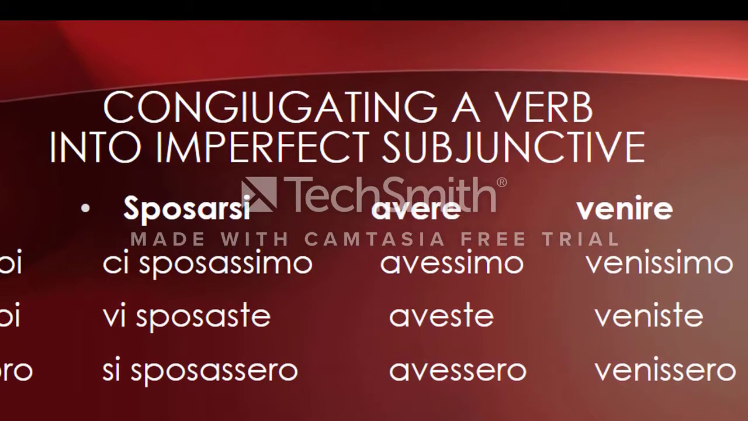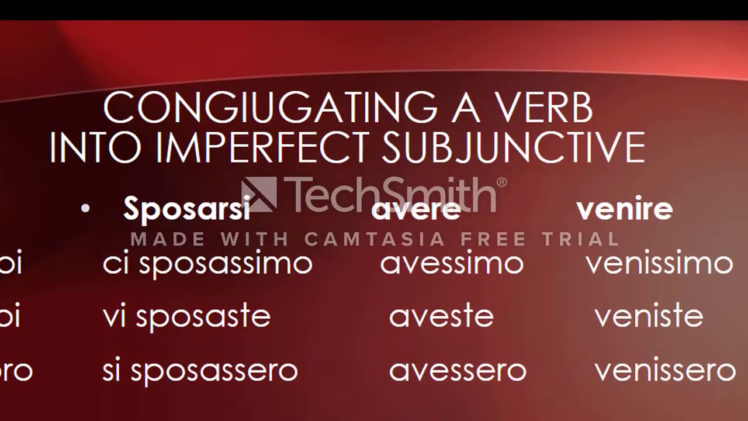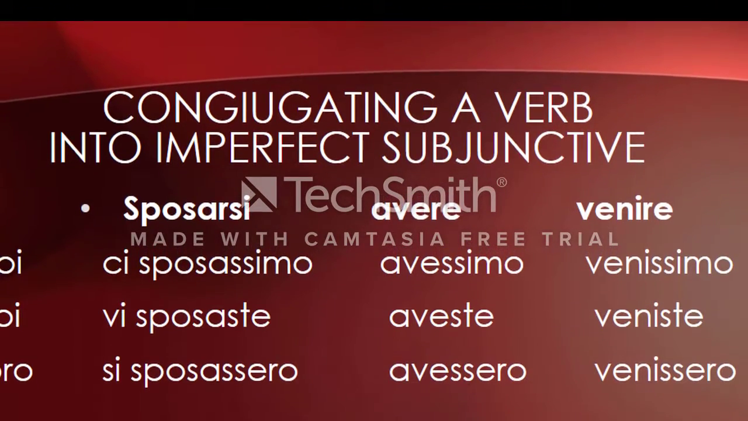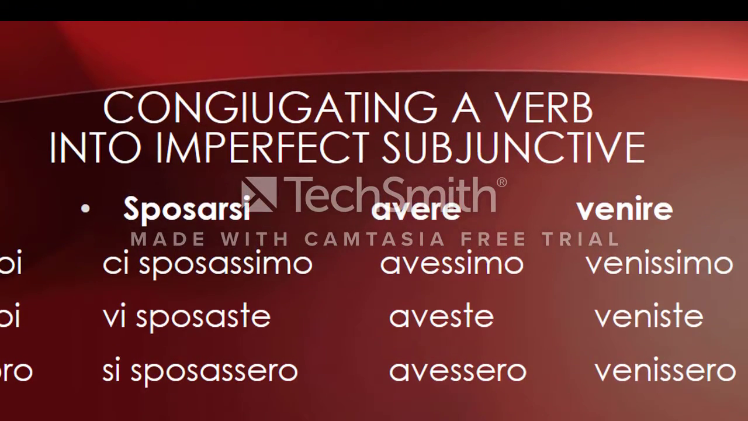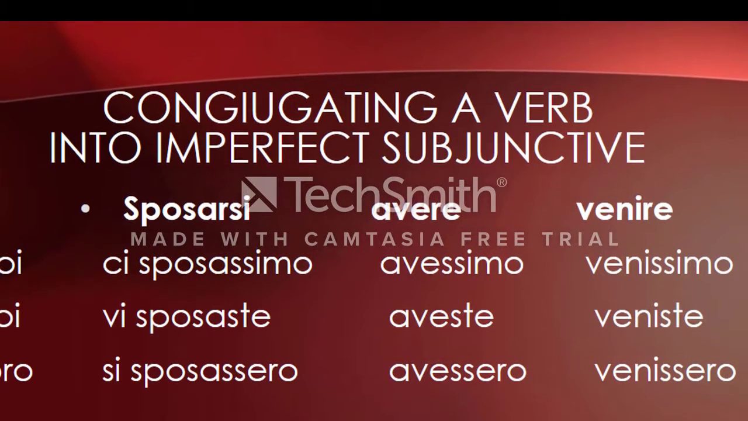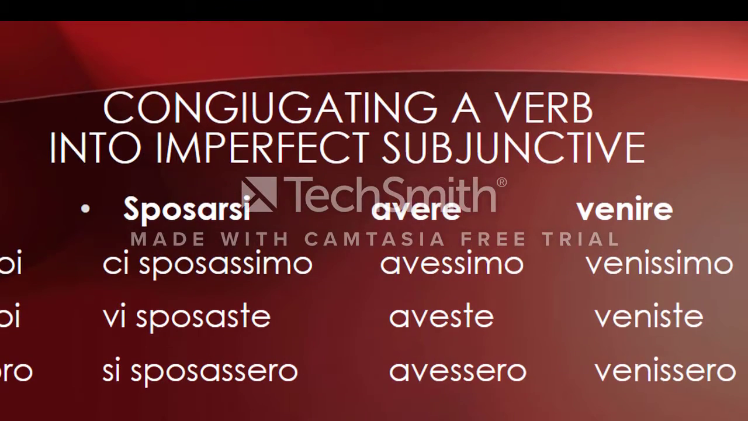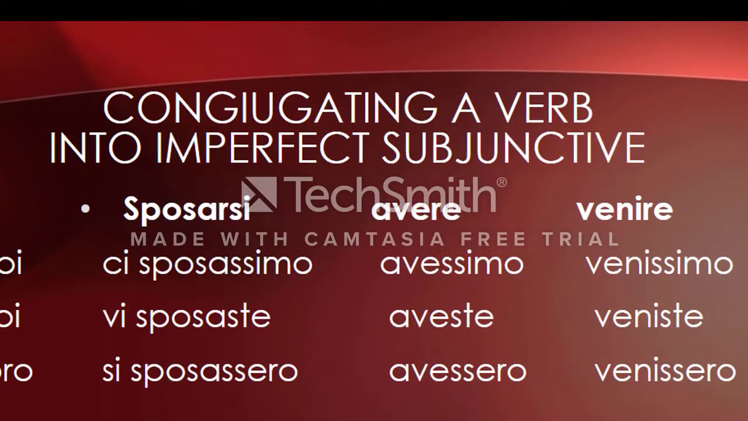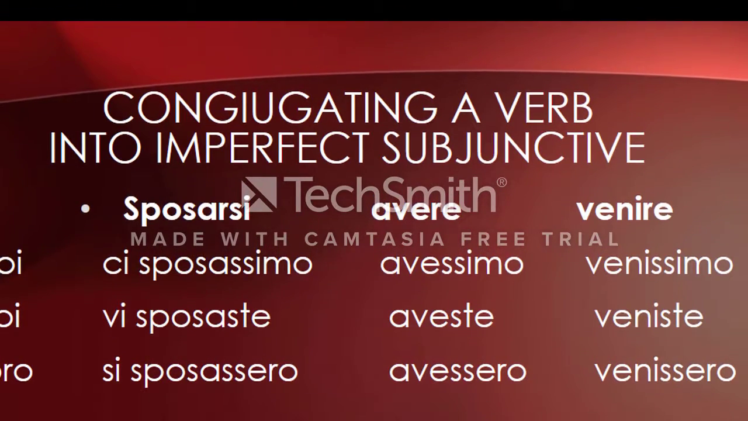Then you have avere and venire. Che noi avessimo, che voi aveste, che loro avessero; che noi venissimo, che voi veniste, che loro venissero. So once you drop the RE at the end of the infinitive verb, you have to add the ending that corresponds to the subject.